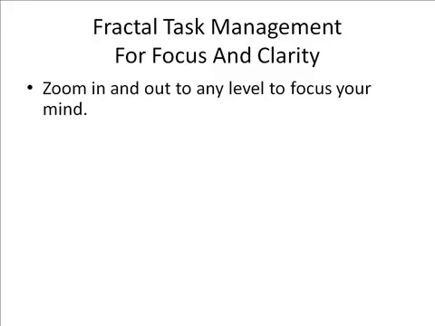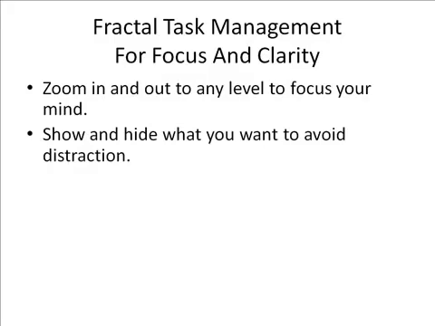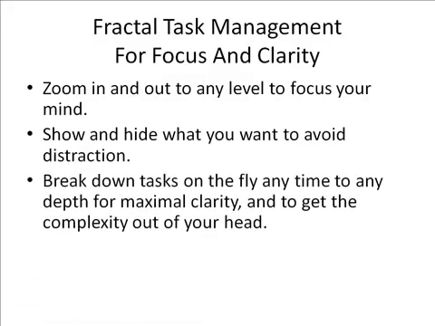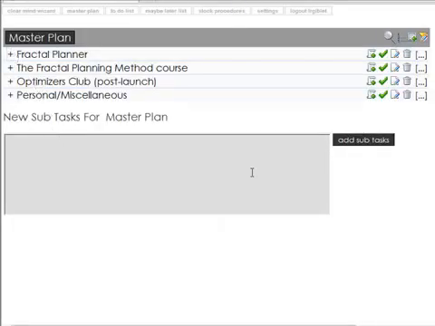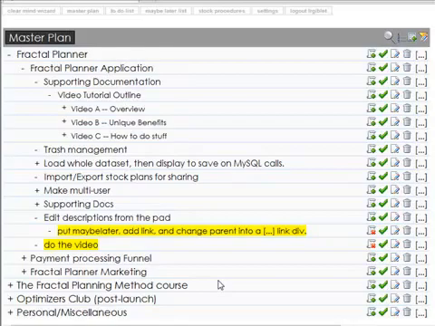Now let's look at the fractal task management feature, and this is what's going to produce the most focus and clarity. With the Fractal Planner, you can zoom in and out to any level you want to focus your mind. You can show and hide what you want in your plan to avoid distraction. And you can break down tasks on the fly anytime to any depth for maximal clarity and to get the complexity out of your head. Finally, you can rearrange subtasks, and this brings clarity, and it also allows you to execute your plan quickly and naturally.